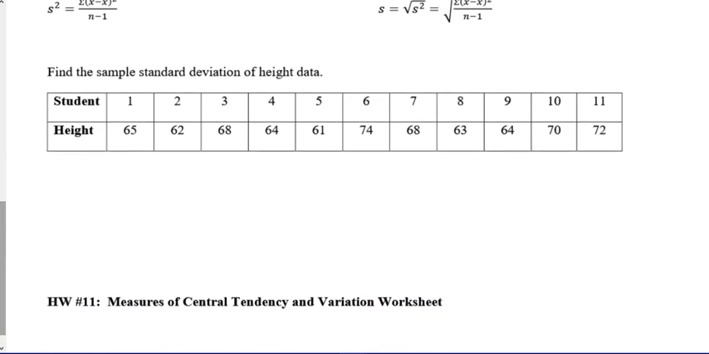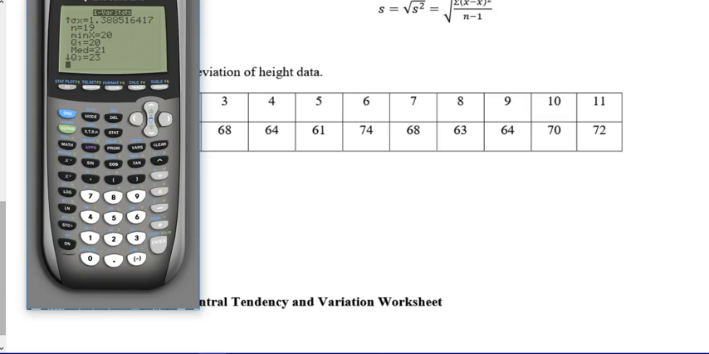But we are going to find the sample standard deviation with our calculator. Okay? So we're going to go back to our original data. I need to re-enter again real quick. We moved on to the next problem. So real quickly, I'm going to enter these numbers in again. So 65, 62, 68, 64, 61, 74, 68, 63, 64, 70, and 72.